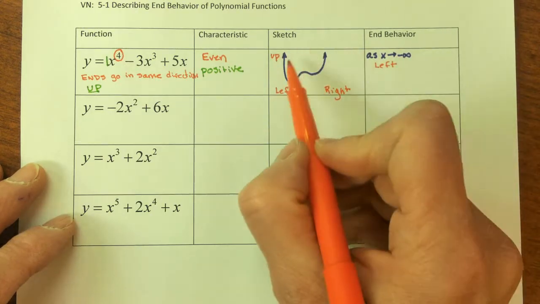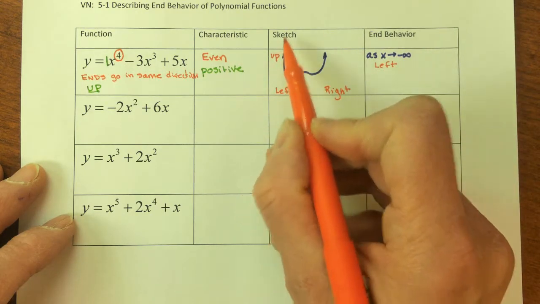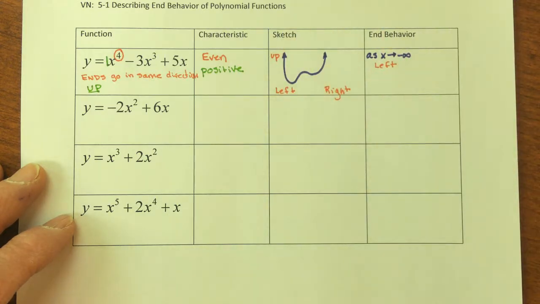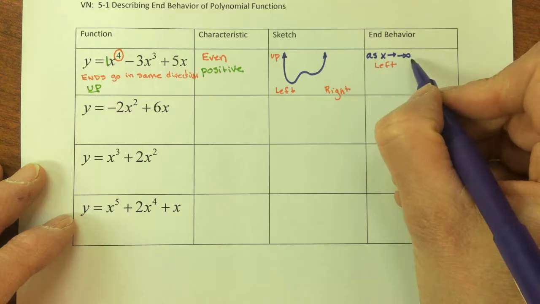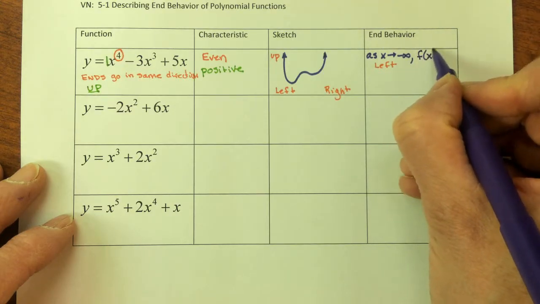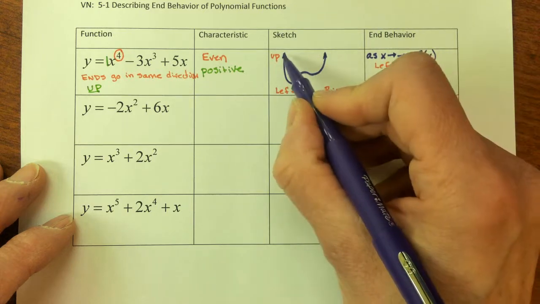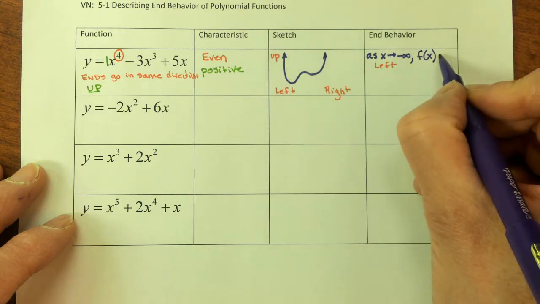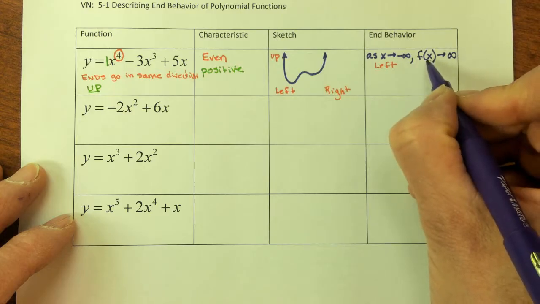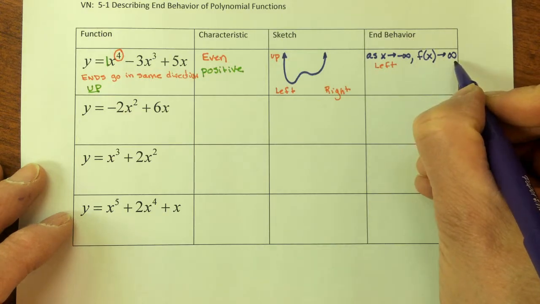So that means we're looking at now what does our output do? So our output is our y. So we say f of x is going up. Up is infinity. Okay, our whole function is going up.